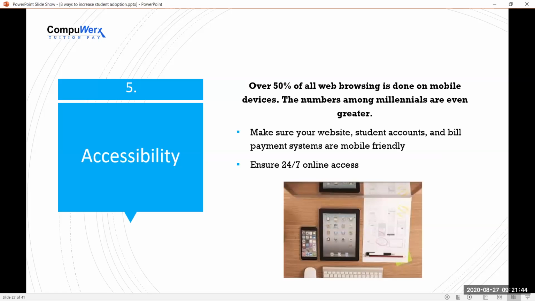Number 5, accessibility. Over 50% of all web browsing is done on mobile devices. For millennials, it's even greater. So you want to make sure that on your school website, the student account, billing and payment system are mobile friendly, so your students can access them 24/7 to check their account information and balance, and also make a payment through their mobile phone. That makes everything much easier and helps them make the payment on time.